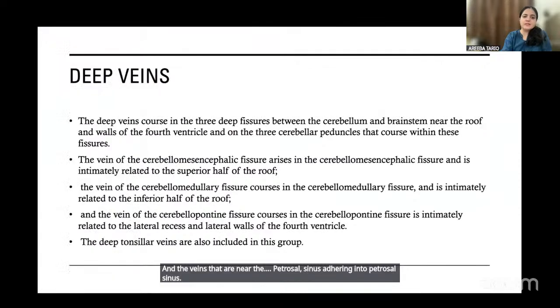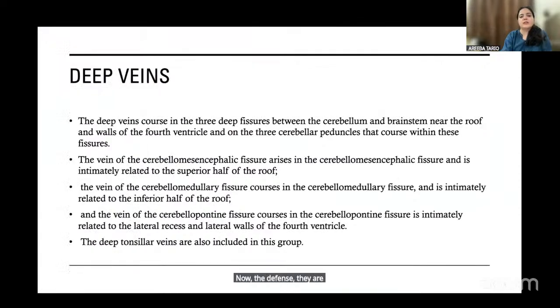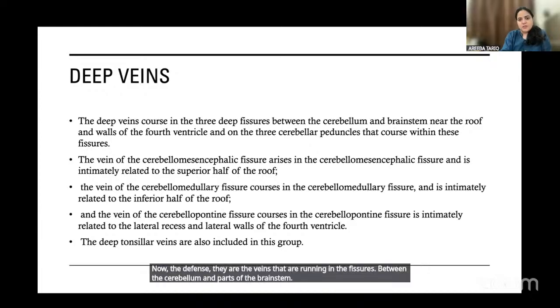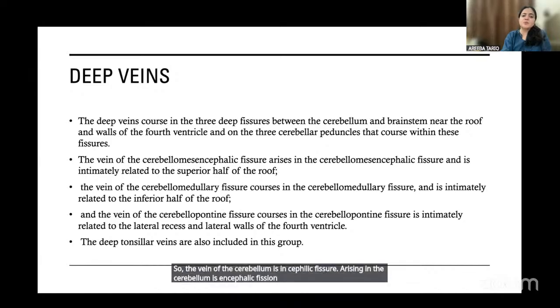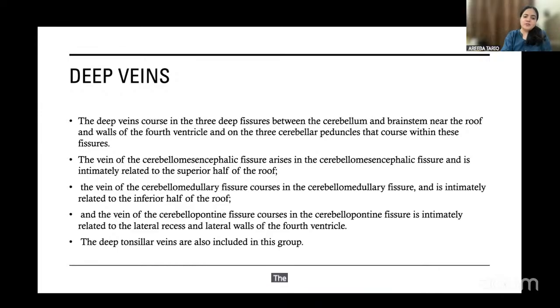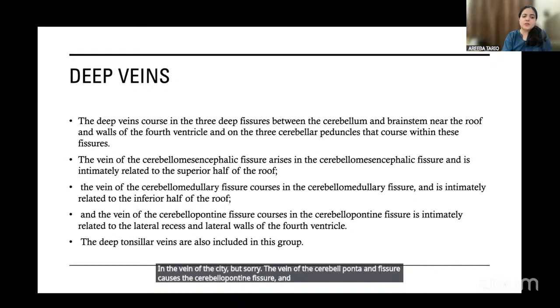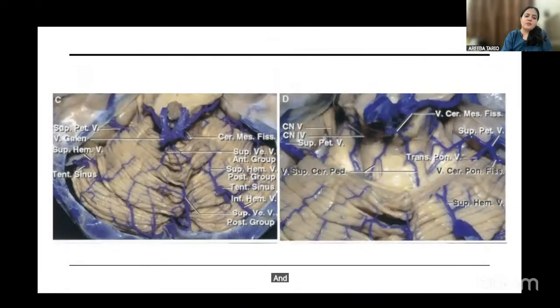Now the deep veins are the veins that are running in the fissures between the cerebellum and parts of the brainstem. The vein of the cerebellomesencephalic fissure arises in the cerebellomesencephalic fissure and is intimately related to the superior half of the roof of the fourth ventricle. The vein of the cerebellomedullary fissure courses in the cerebellomedullary fissure. The vein of the cerebellopontine fissure courses in the cerebellopontine fissure and is related to the lateral recess and lateral wall of the fourth ventricle. And the deep tonsillar vein is also included in this group.